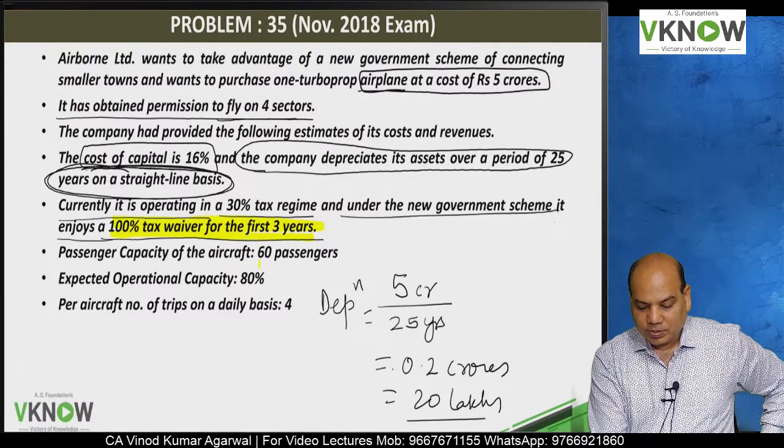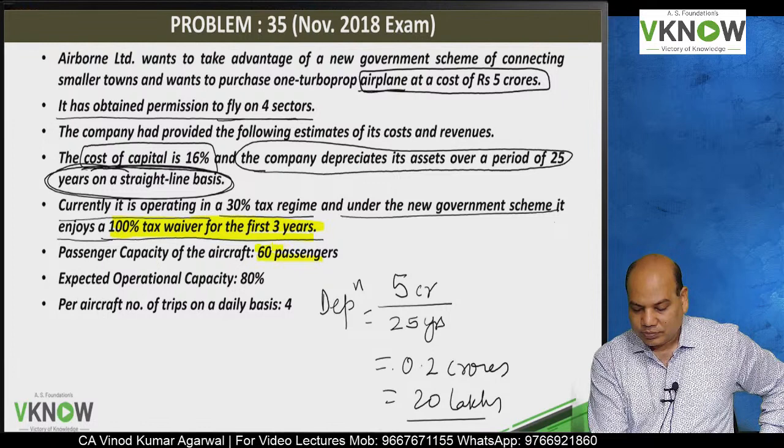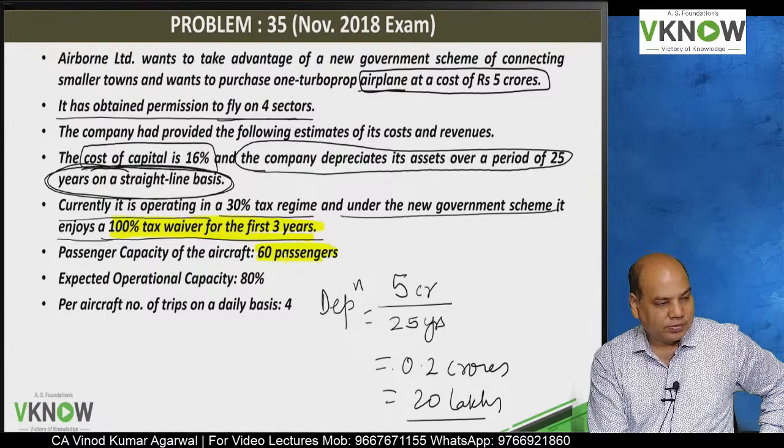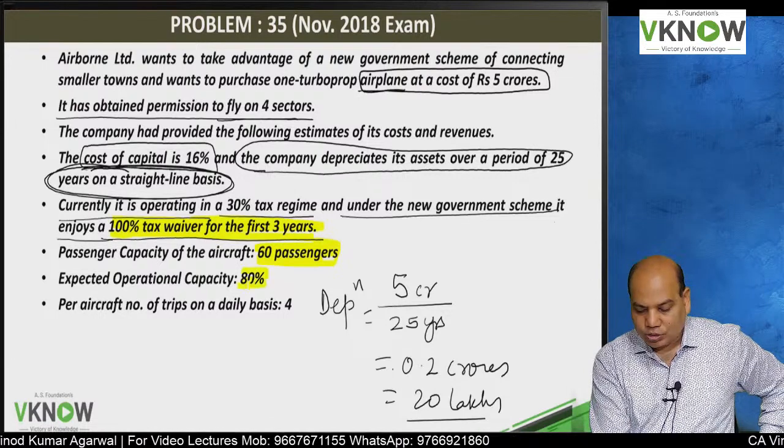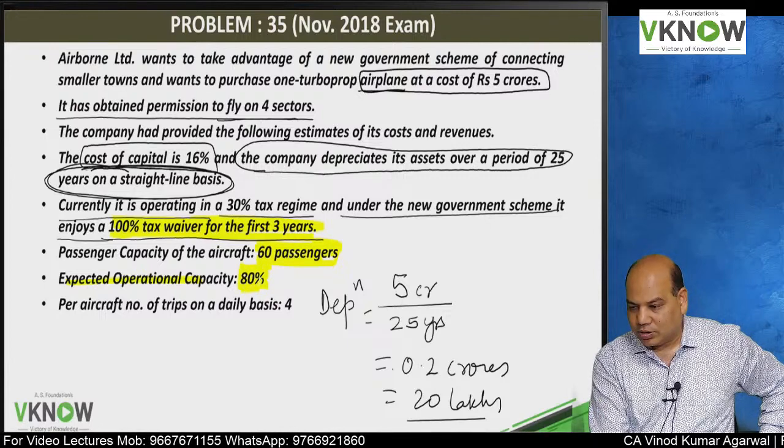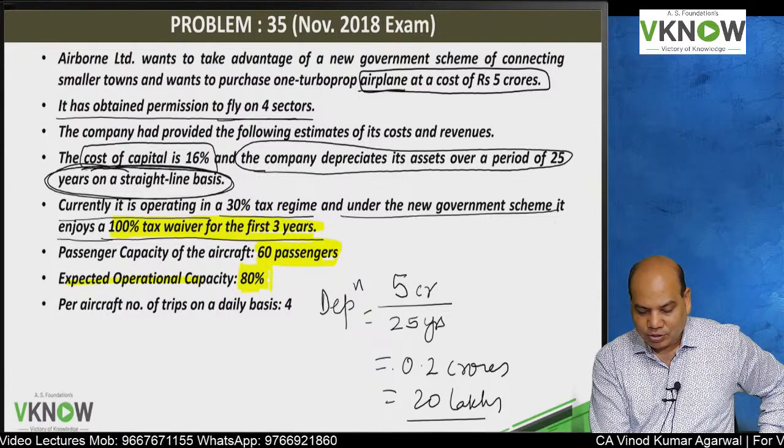Passenger capacity is 60 passengers. Small aircraft. 60 passengers means very small aircraft. But the operational capacity is going to be 80%. Expected operational 80%, so you will not get 60 passengers. You will get 60 into 80%. You will get 48 passengers only.